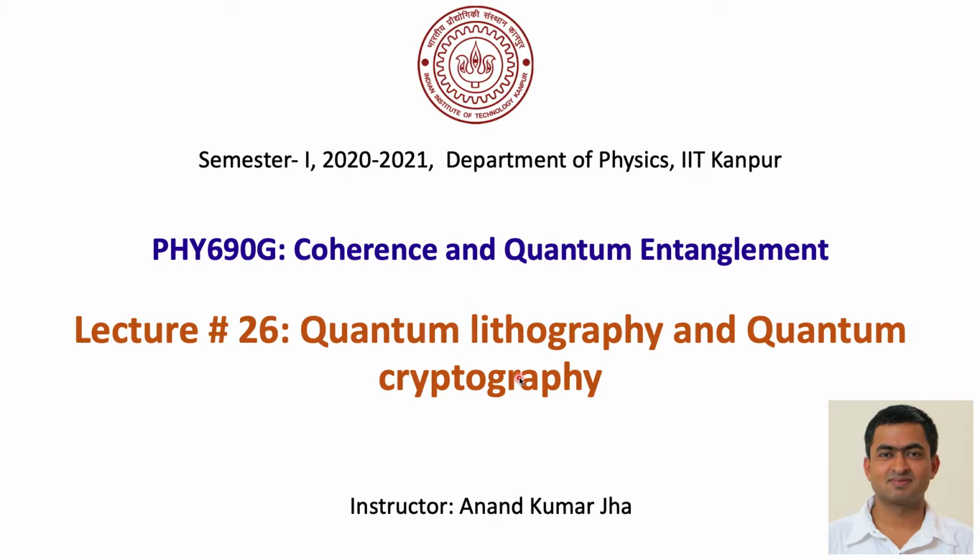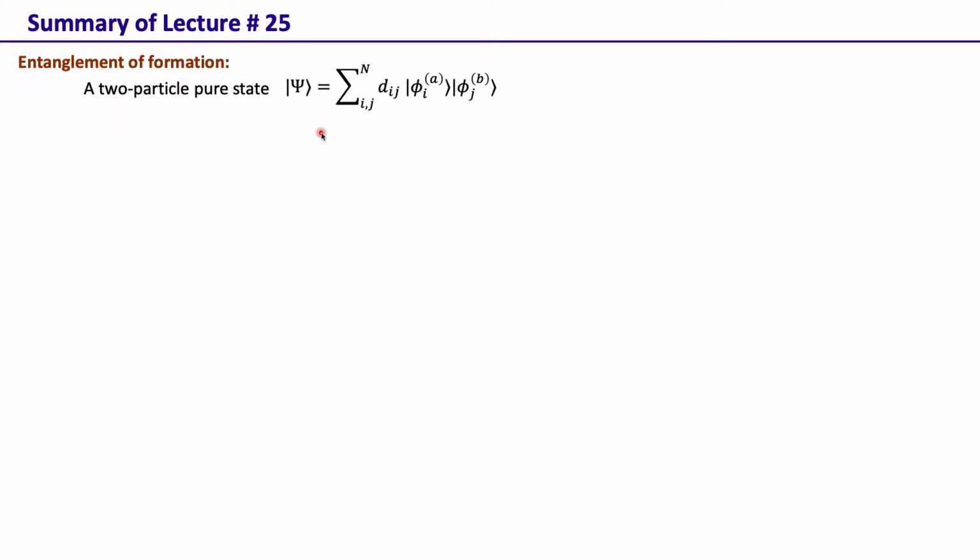So these are the two applications we are going to go through today, but let us look at what we did in lecture number 25 first. In lecture number 25 we studied how to quantify entanglement. There are several ways of quantifying entanglement, but we mainly looked at one such measure, which is called the entanglement of formation. First we started with a two particle pure state.